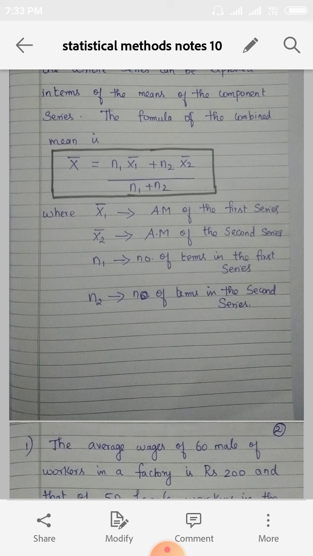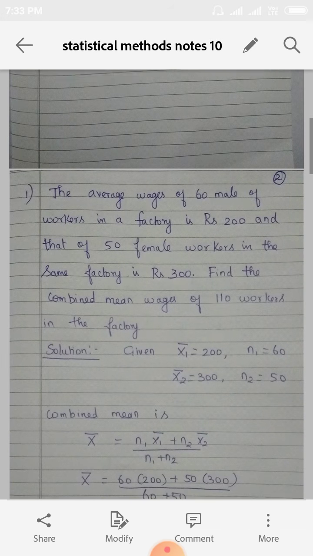Suppose three series are given, then the formula can be extended: x bar is equal to n1 x1 bar plus n2 x2 bar plus n3 x3 bar divided by n1 plus n2 plus n3. This is for three series, and the earlier one was for two components. Let us see one problem.